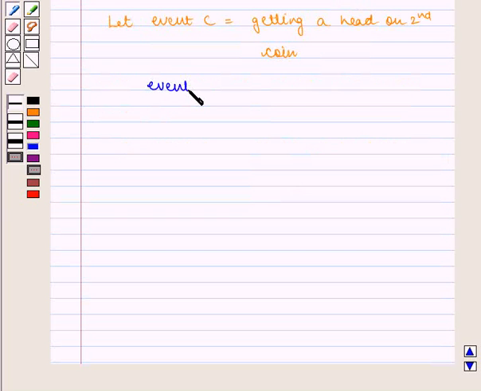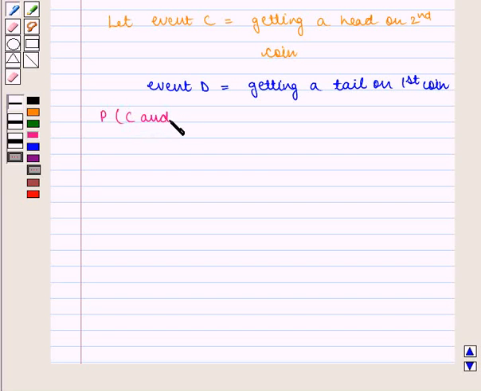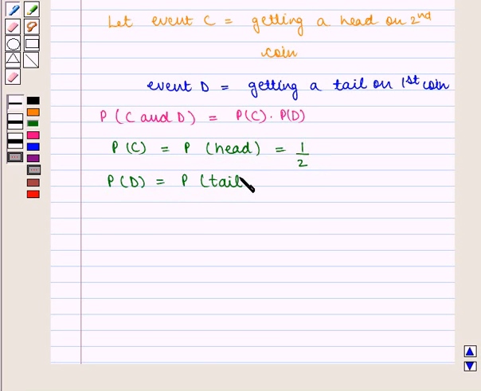An event D is given by getting a tail on the first coin. So, probability of event C and event D is given by probability of event C into probability of event D. Probability of event C, that is probability of getting a head, is given by 1 upon 2, and similarly probability of event D, that is probability of getting a tail, is also equal to 1 by 2.